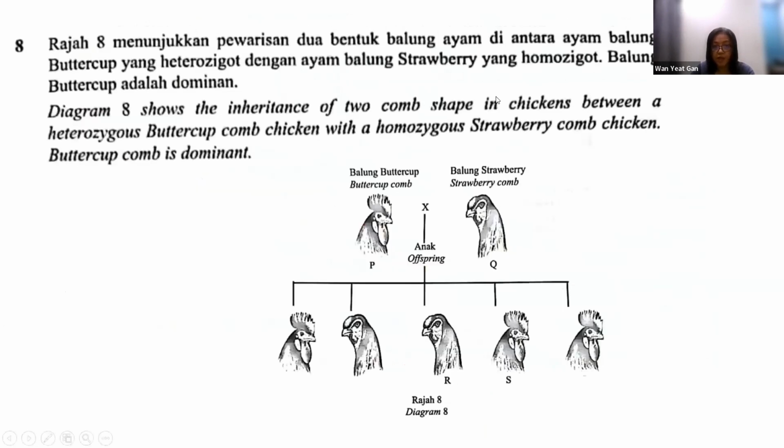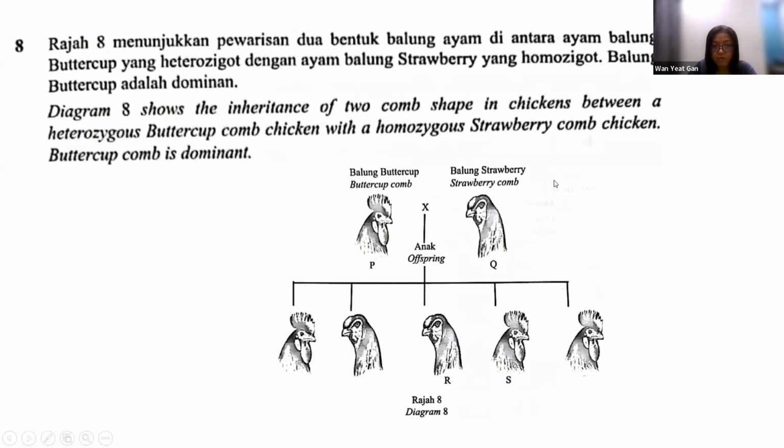Okay, we are now at question 8. Diagram 8 shows the inheritance of two comb shapes in chicken between a heterozygous buttercup comb chicken with a homozygous strawberry comb chicken. Okay, now the buttercup comb is dominant.